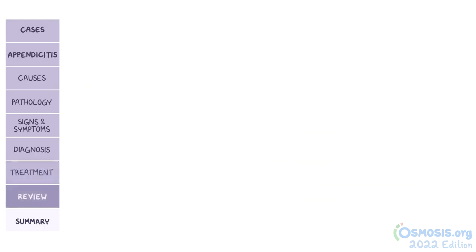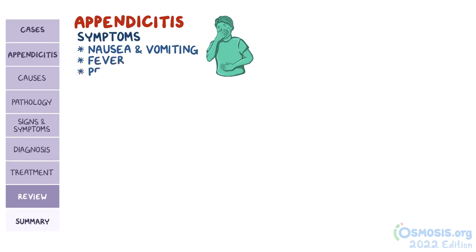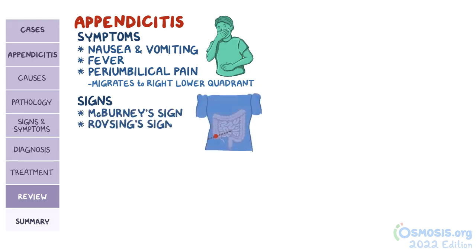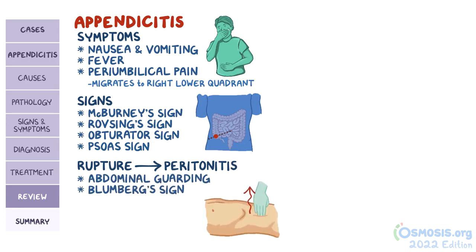Alright, so let's review. Appendicitis initially causes nausea, vomiting, fever, and periumbilical abdominal pain that then migrates to the right lower quadrant. Classic signs include McBurney sign, Rovsing sign, the obturator sign, and the psoas sign. If the appendix ruptures, it can cause peritonitis, which can cause abdominal guarding, and Blumberg sign.